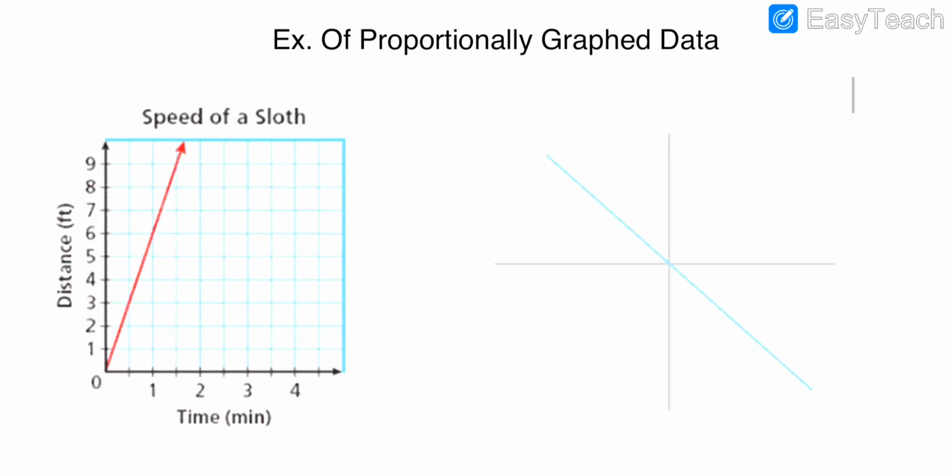So the first thing that I want to look at is some examples of proportionally graphed data. I want you to look at the graph on the left, and I want you to look at the graph on the right. Okay, I want you to just take in their characteristics, what you think. Whenever you see these two graphs, what do you notice? What do they have in common?